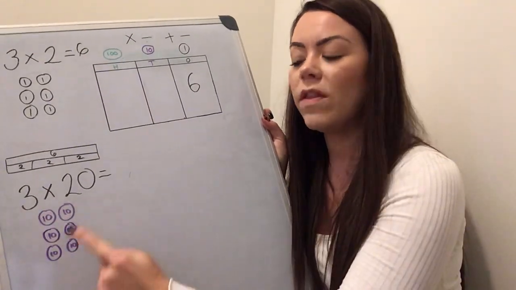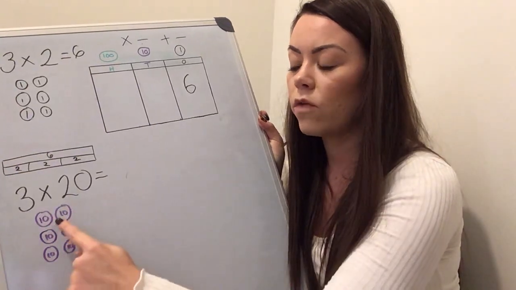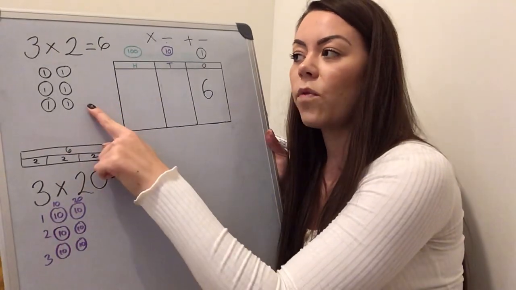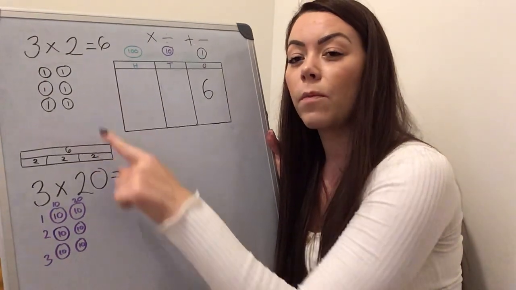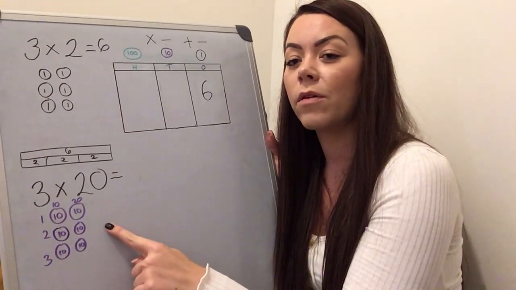Three groups of 20, and you can see them here. There's one group, 2 groups, 3 groups. I'll write it on so you can see. I've done the same number sentence, but I've made it 10 times bigger.